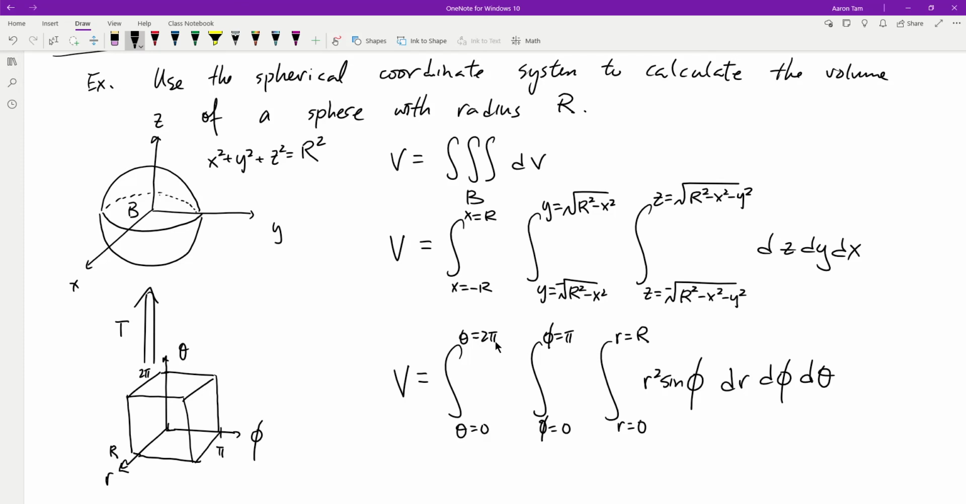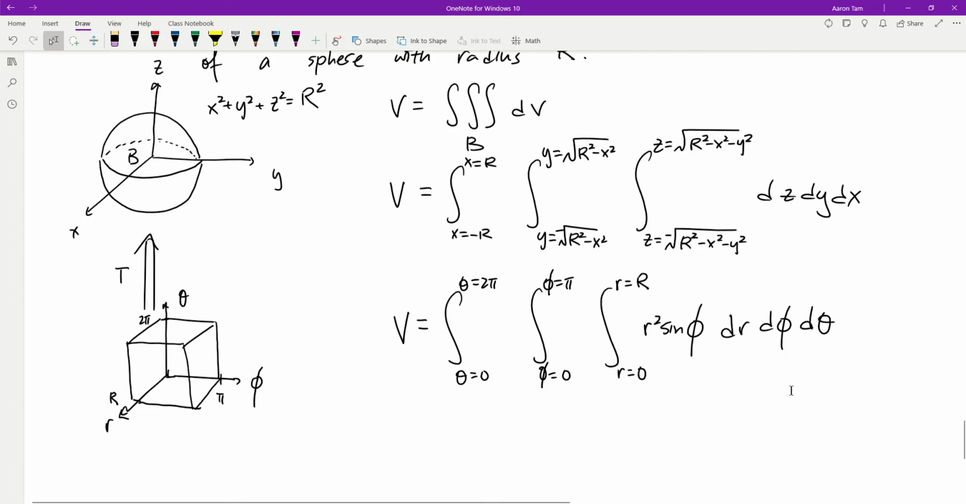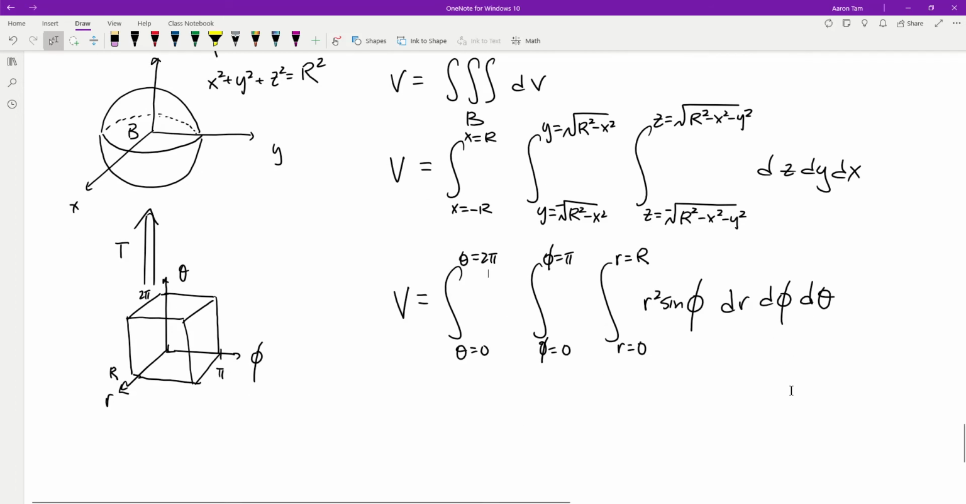So now comes the big question. Can I now evaluate this integral to get the volume of this sphere with radius R? And by the way, all of you should know what the volume of a sphere with radius R is going to be, because you know the volume formula for a sphere. And if you don't know that, you should. Okay? So now let's try to integrate this and see what happens.